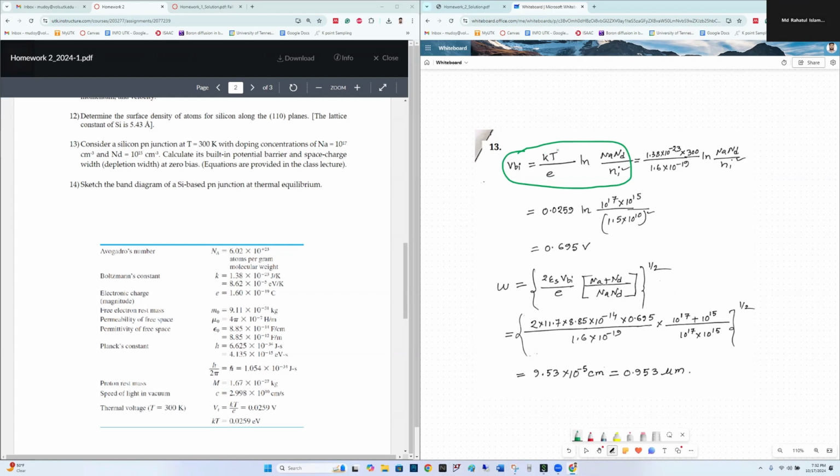K is the Boltzmann constant, T is the temperature, which is 300 Kelvin, e is the electron charge, and Na and Nd are also given. Na and Nd are given per centimeter cubed, so you have to keep that in per centimeter cubed, as the denominator will also be in per centimeter cubed. And Ni, the intrinsic carrier concentration for silicon, is 1.5 times 10 to the power 10, and you will find this value in the table.